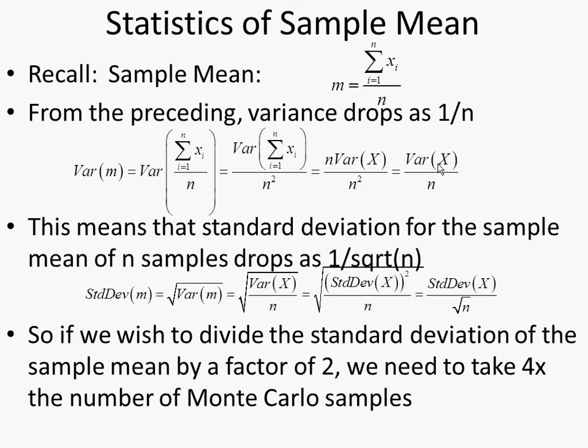To halve the width of those envelopes around the sample mean, you need to run four times as many simulations. You might run those and then say, do we need more? How many more do we need? This can help you get some judgments. Any questions about this?